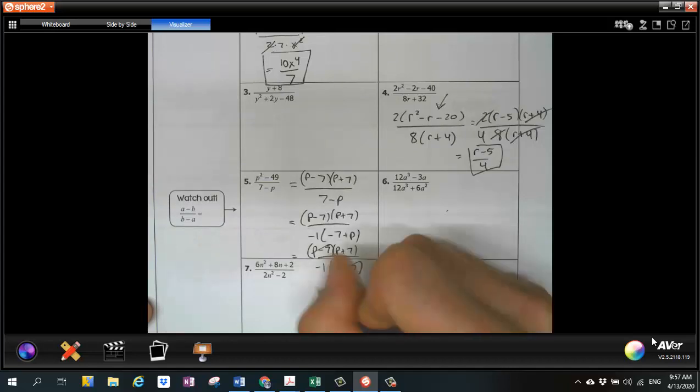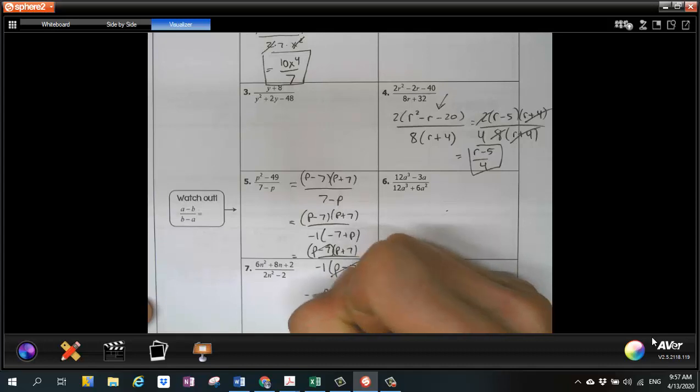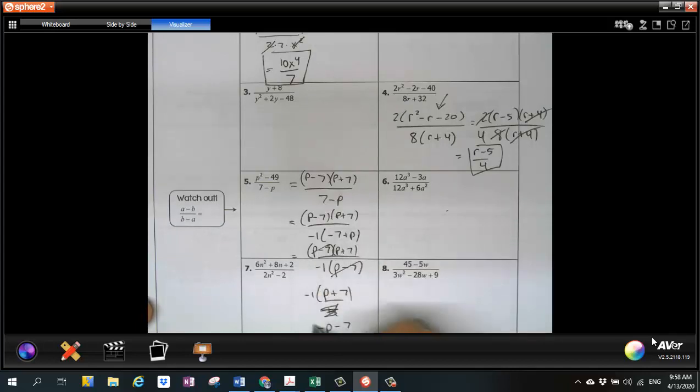And you really have a negative 1 left over in the denominator. So your final answer is going to be p plus 7 in the numerator over negative 1, or just negative 1 times this quantity, which if you distribute is negative p minus 7, if you prefer. But that's your final answer.